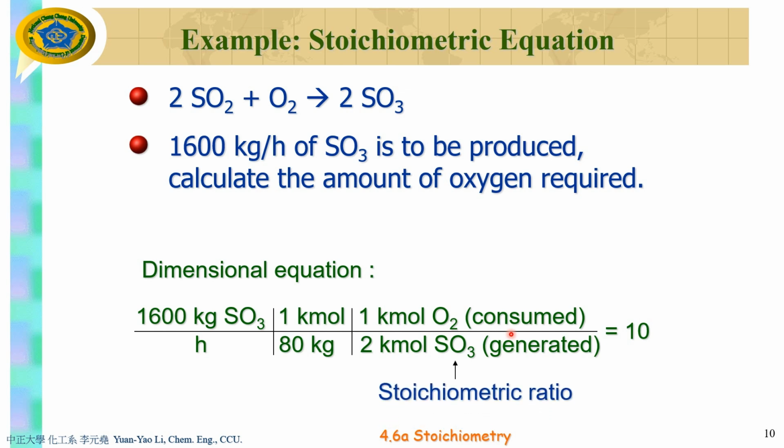So this stoichiometric ratio is a dimensional equation, right? This is called a conversion factor, which is applied to the chemical reaction. This is the stoichiometric ratio.